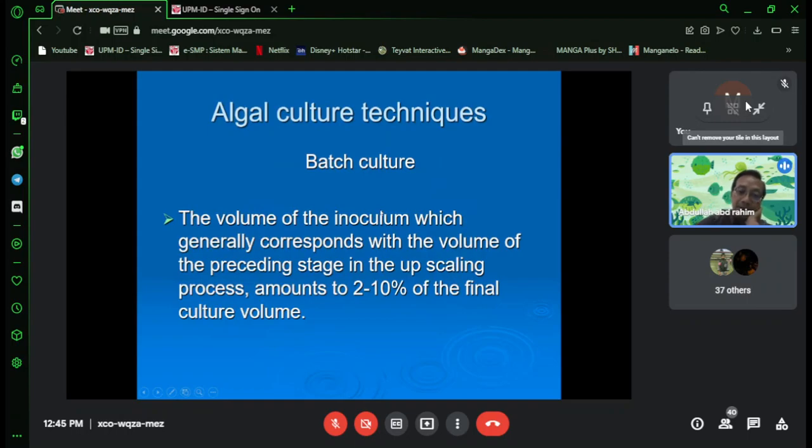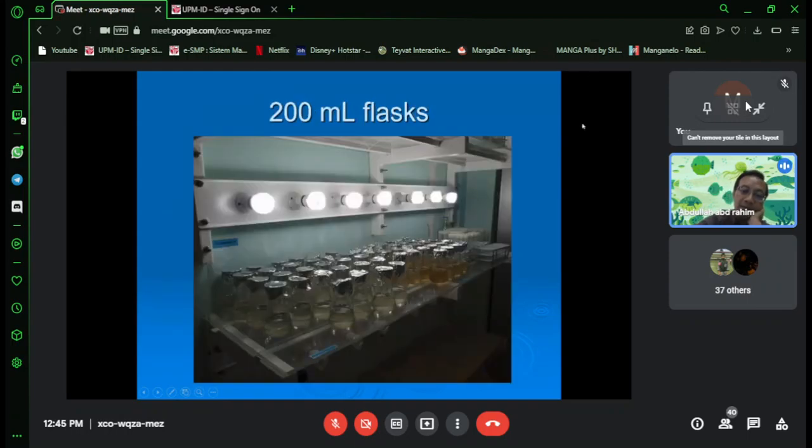Okay, so this is an example of the flask that you use to grow your microalgae. This is a 200 ml flask. And in this hatchery, this is a hatchery in Terengganu, this is a shrimp hatchery.